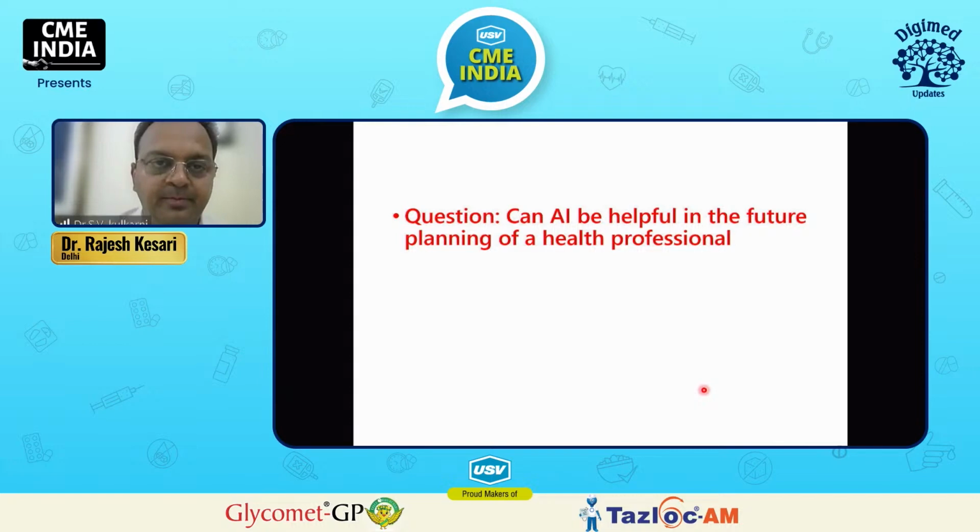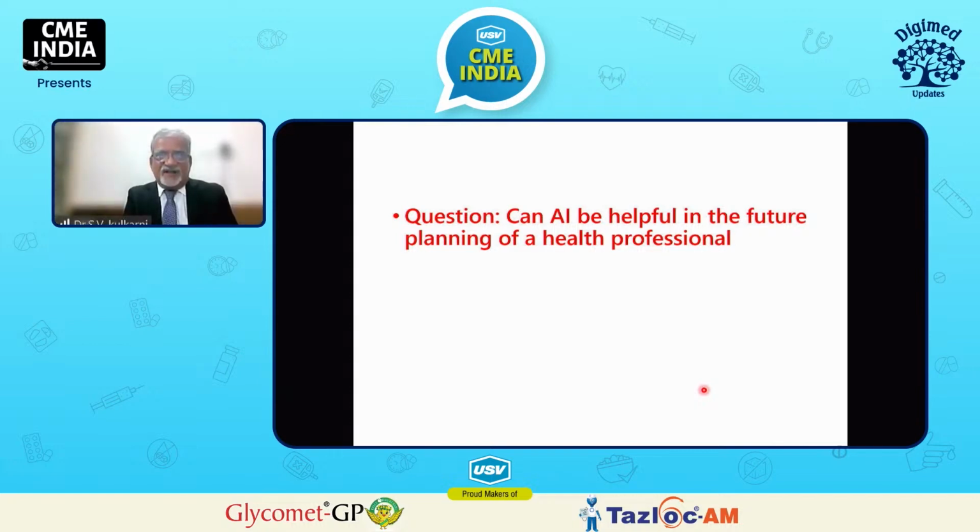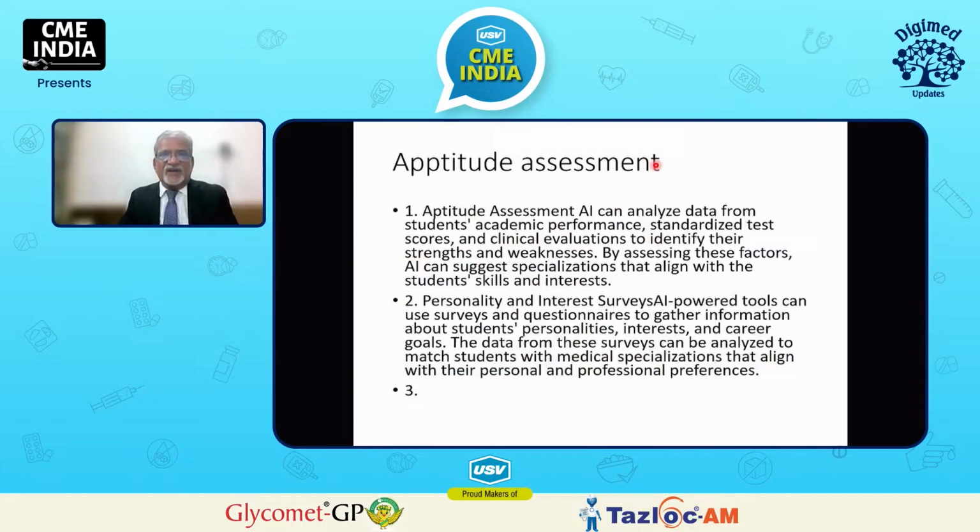Yes, I pick up the same D word. Instead of the four-letter word, I will tell you that AI can make you a distinguished medical student or healthcare professional. It is easily possible if you apply it in a very, very positive way. And what is the first step? I need to assess my aptitude. AI analyzes data from academic performance, test scores, and everything, and it will suggest a specialization that aligns with the student's skills and interest.